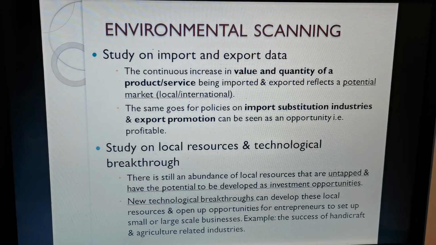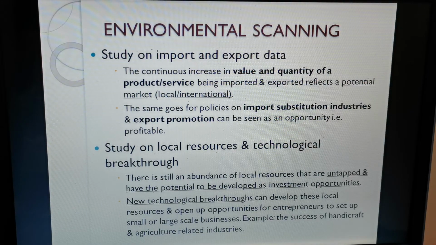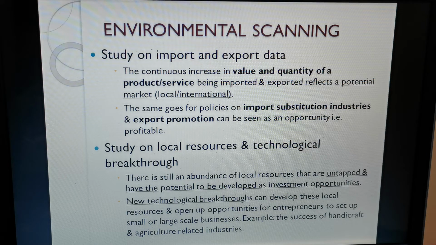The next one is the study of import and export data. Basically, if you want to export your product in the future, perhaps you have to look into that: what kind of products or services have been exported so far, what the regulations are, and what legal aspects you have to look into. Whether there's any potential market, locally or internationally. And the same goes for policies of import substitution industries and export promotion, which can be seen as opportunities.